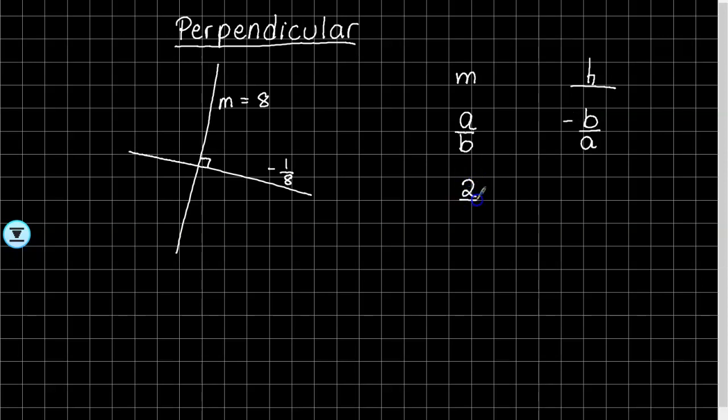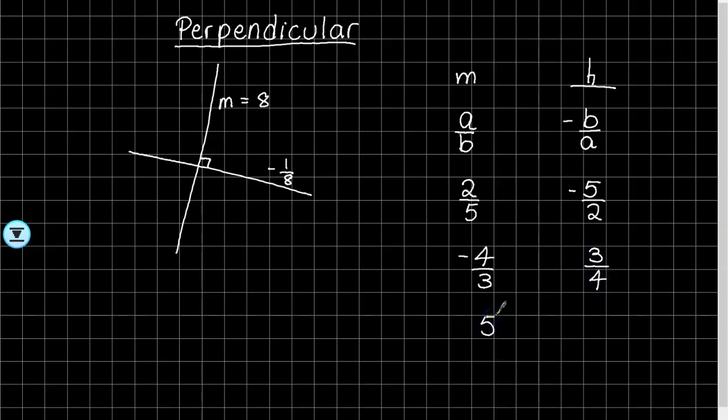So if we had 2/5, what would be my perpendicular slope? Negative 5 over 2. What if I had minus 4/3? What would be my perpendicular slope? We've got minus 4 over 3. What would be my perpendicular slope? 3 over 4.